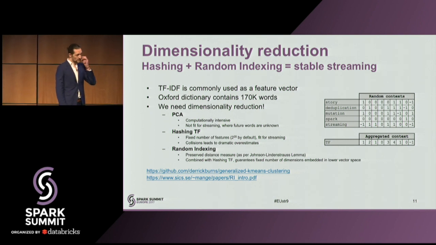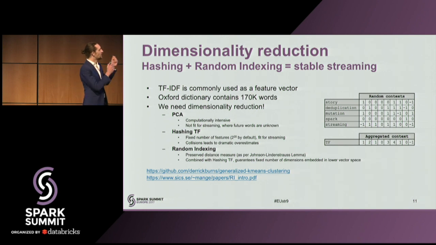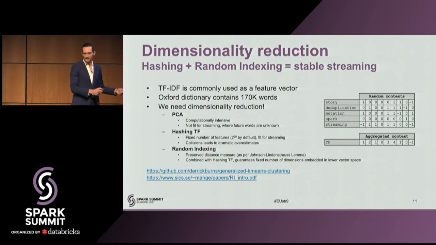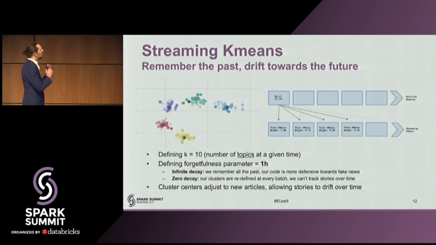And according to the Johnson-Lindenstrauss lemma, basically it maintains some distance measure. So the point is now we have hashing, random indexing, stable streaming. We can monitor things as they unfold day by day without having to recreate all the features over time. So we have a consistent streaming.